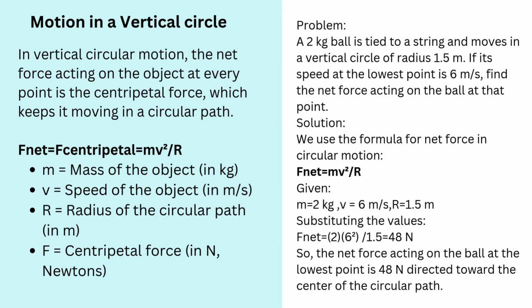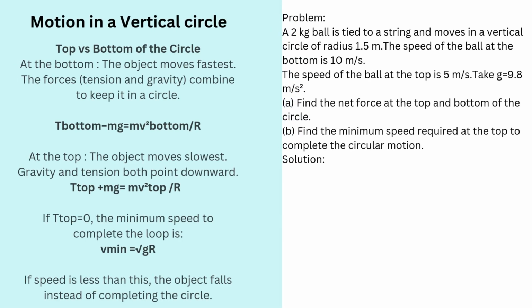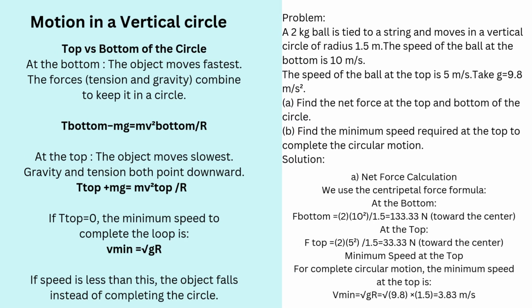First, let us look at a formula to find net force in circular motion, which is also the formula for centripetal force. F net equals F centripetal equals mv squared divided by r. The example problem will tell you how to use the formula to find the answer. Another formula is to find the minimum speed required at the top to complete the circular motion.